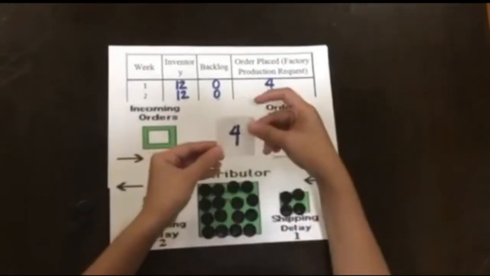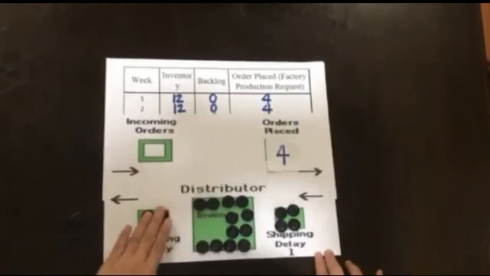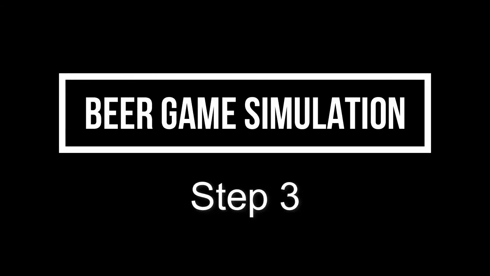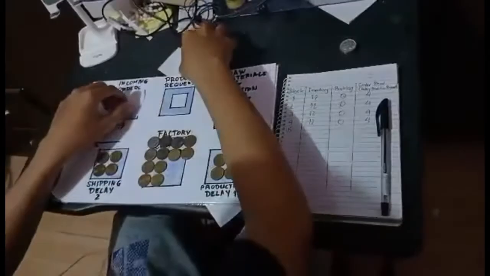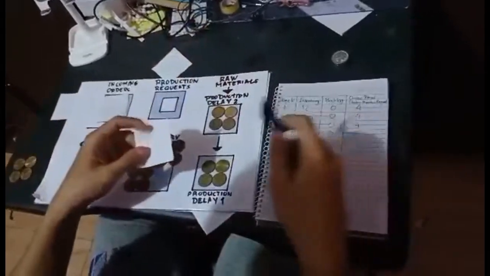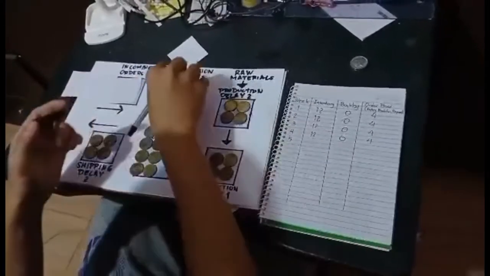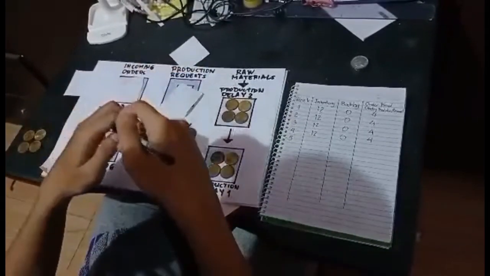Step 2. Fill orders. The retailer looks at their weekly order card and then takes the needed amount of coins from their current inventory and pushes them up to the customer. Step 3. Place the orders. To place orders, you write the amount of cases you would like to receive and place the slip face down in the orders placed box. The retailer, wholesaler, and distributor do this the same way. As for the factories, they write the desired number of cases on a slip and place it in their production request box.